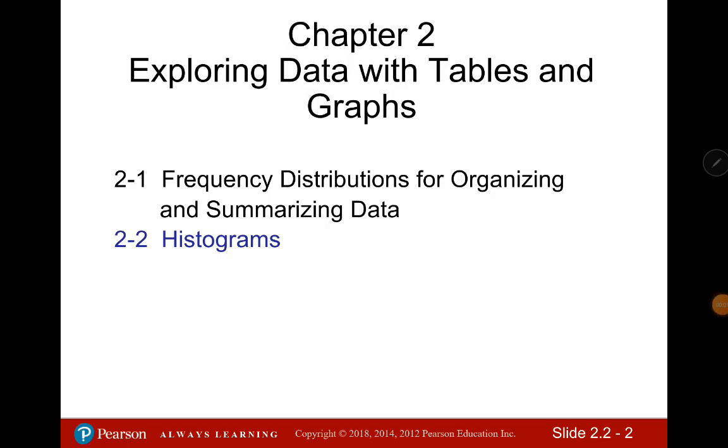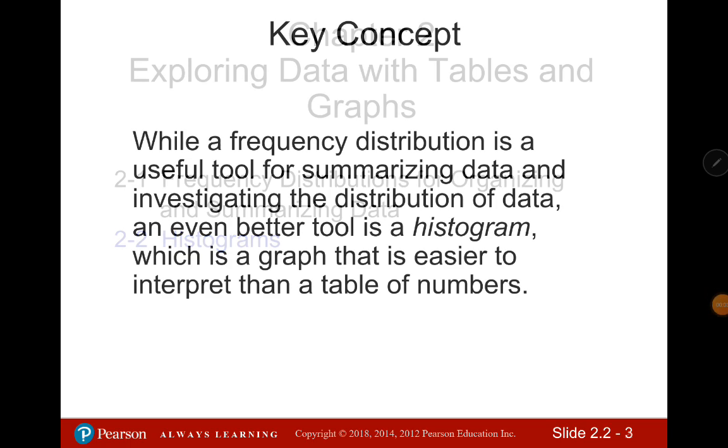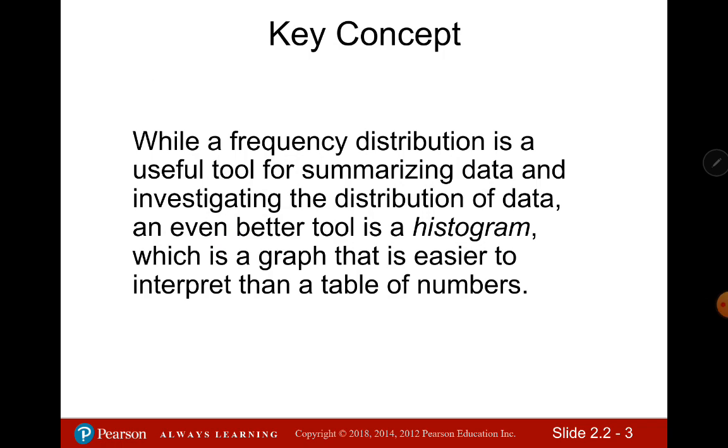Alright, now we move on to the histograms. We already learned the frequency distribution, right? A frequency table is a good tool for summarizing the data. But we're going to learn an even better tool. It's called a histogram, and the histogram is a graph. Since it's a graph, it visually displays the shape of the data, so it's easier to interpret.